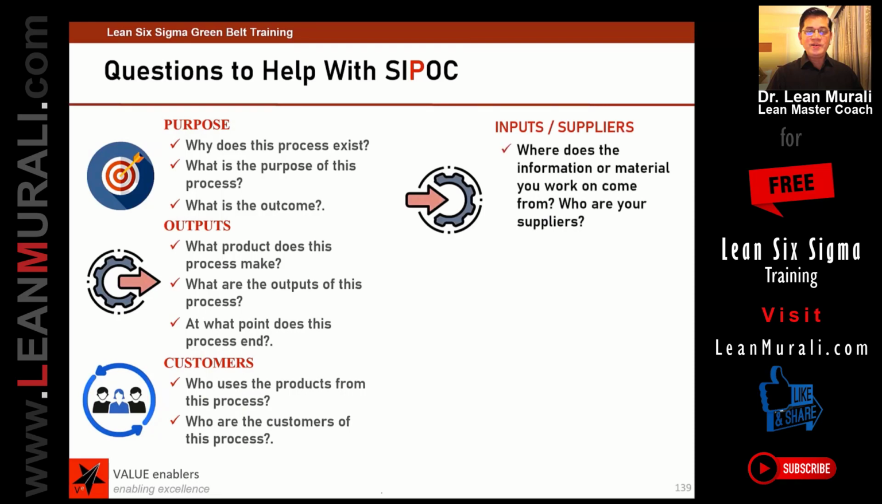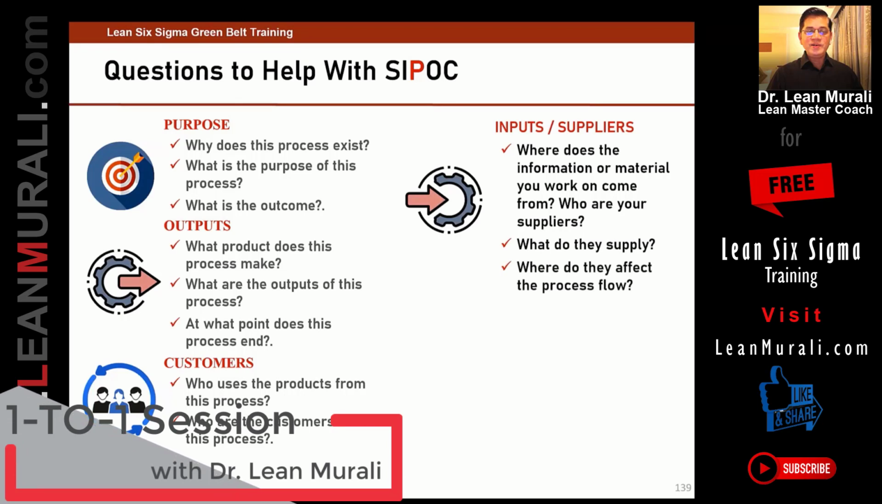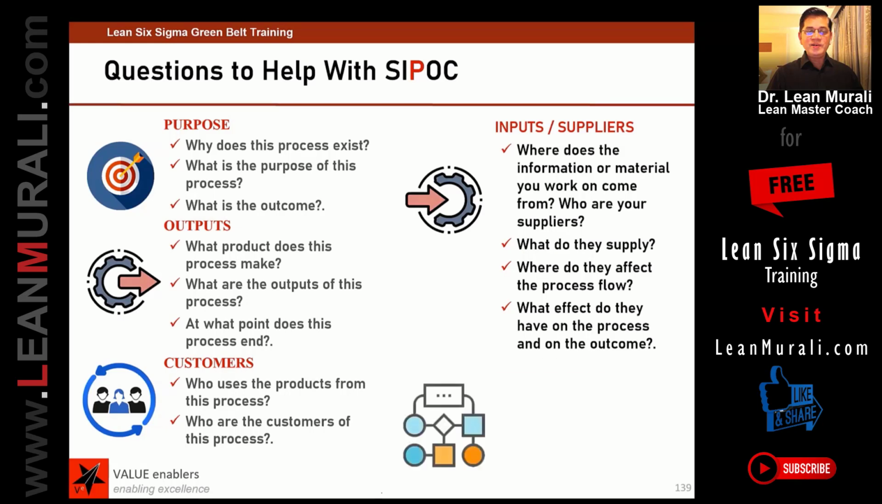Inputs, of course: where does the information or material you work on come from? Who are your suppliers of this pizza? Yeah, farmers, dairy makers and all that, right? Inputs. What do they supply? Each of them supplies a different type of cheese or vegetables or whatever. Where do they affect the process flow? What effect do they have on the process or outcome? Okay. And now process steps. What happens to each input? What conversion activities take place in each input? Because when you talk about process step by step, in each activity, some sort of thing takes place step by step.